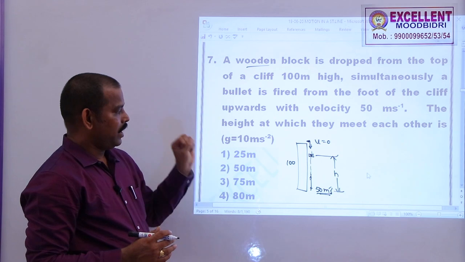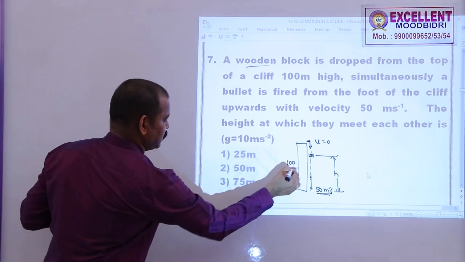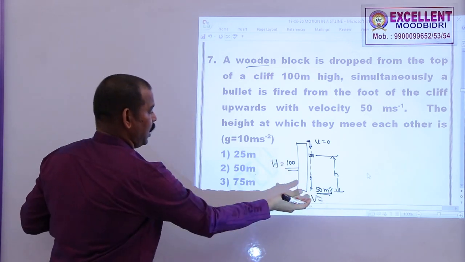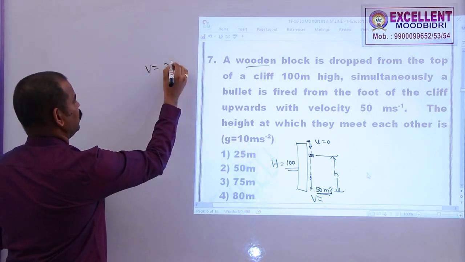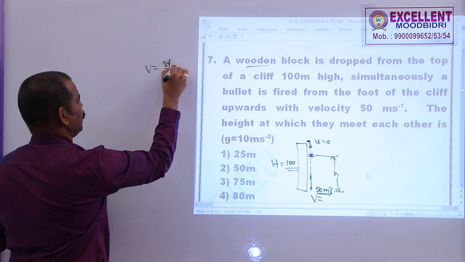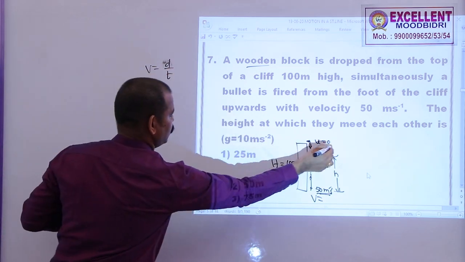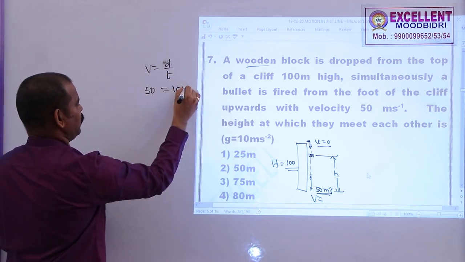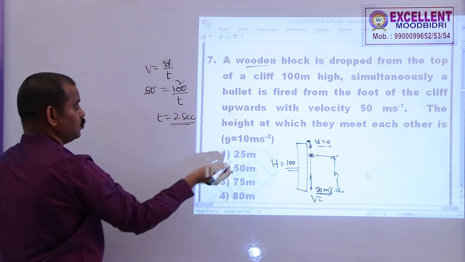But here, I am going to give a simple small technique, a trick. Whatever the height is given, this is height, capital H, and velocity v. After how much time are they going to meet? No need to worry here. We know that v is equal to distance travelled by time. What is the velocity given in this problem? Only one velocity, 50. Here 0 is given, but we are not considering this one. 50 is equal to the height of this tower, 100, by t. So t is 2. That means they are going to meet after 2 seconds.